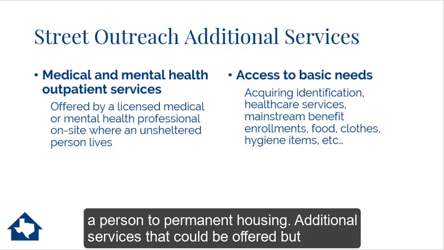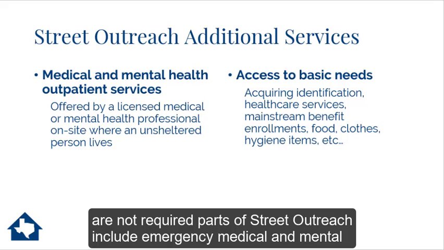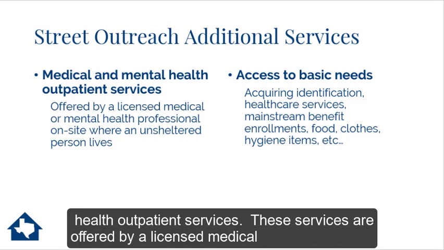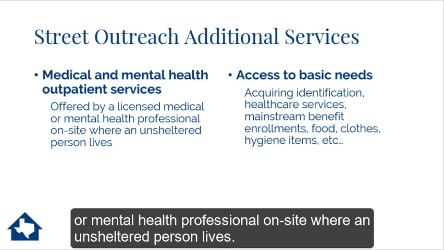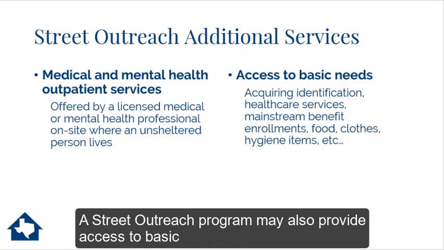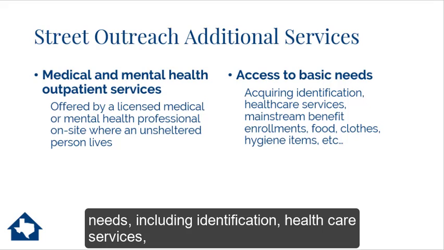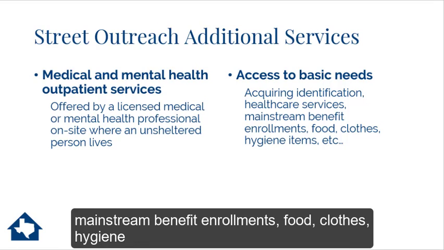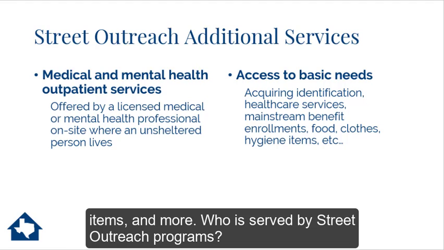Additional services that could be offered but are not required parts of street outreach include emergency medical and mental health outpatient services. These services are offered by a licensed medical or mental health professional on site where an unsheltered person lives. A street outreach program may also provide access to basic needs, including identification, healthcare services, mainstream benefit enrollments, food, clothes, hygiene items, and more.